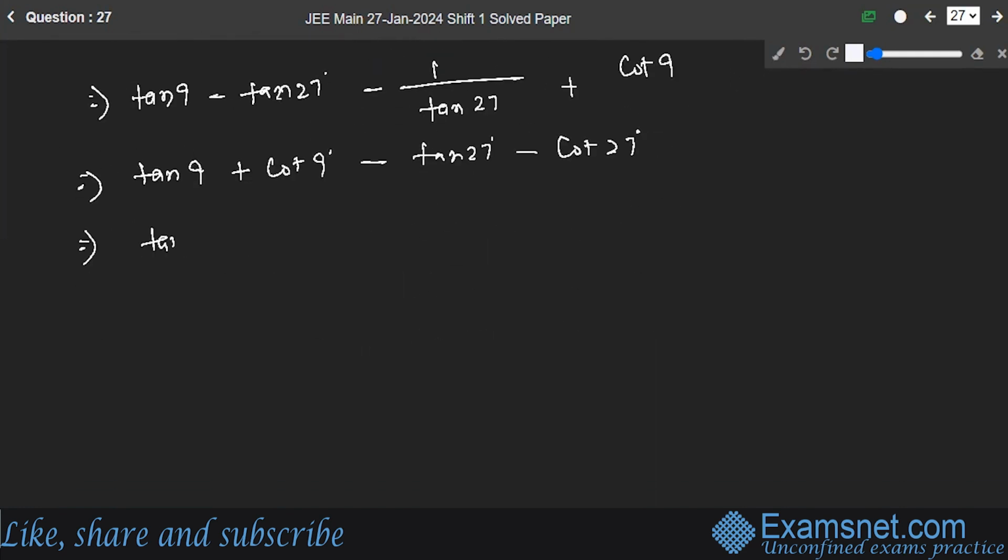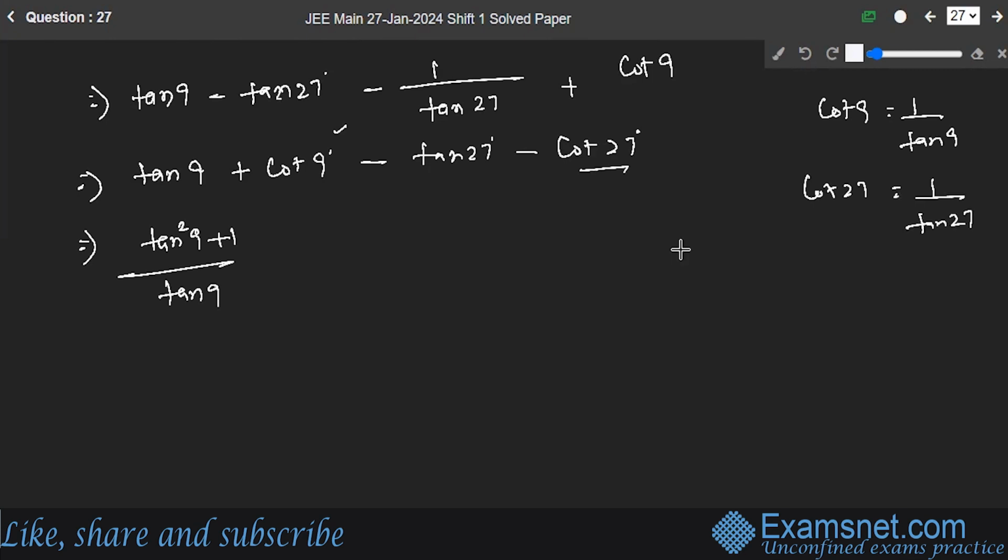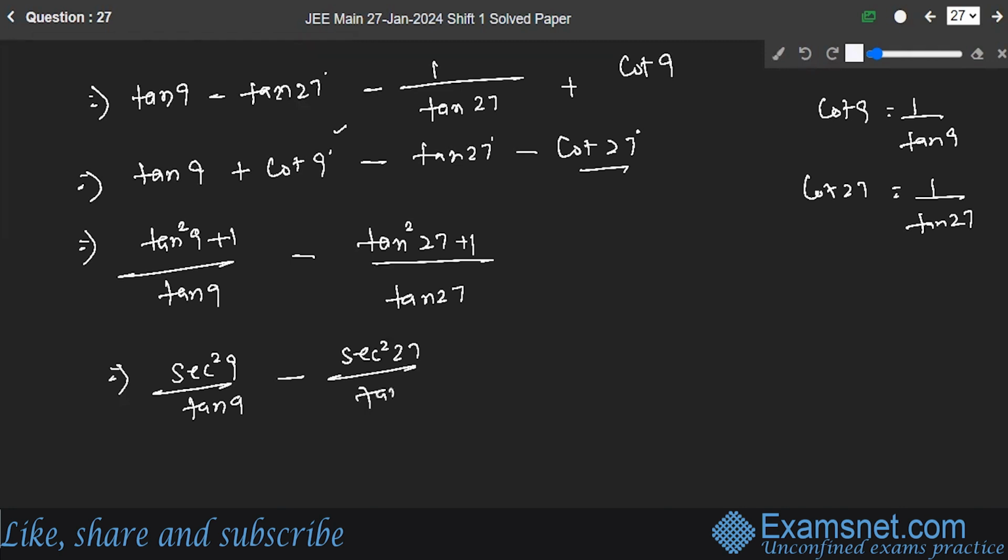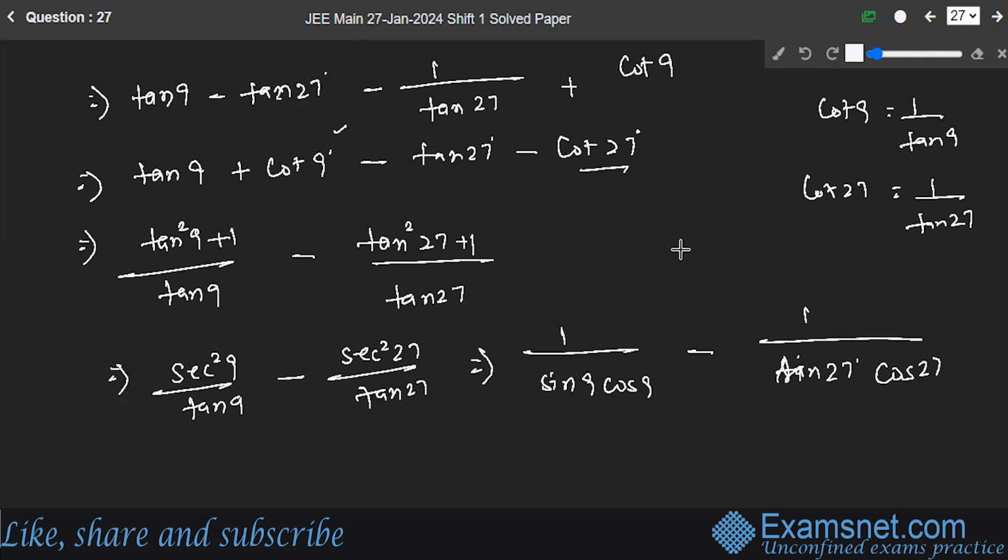So here will be tangent square 9 plus 1 upon tangent 9. I have opened cot 9 as 1 upon tangent of 9. Also, I'm opening cot 27 as 1 upon tangent of 27. So this is a minus tangent square 27 plus 1 upon tangent of 27. This is secant square 9 upon tangent 9 minus secant square 27 upon tangent of 27. This gives me 1 upon sine 9 cos 9 minus 1 upon sine 27 cos 27.